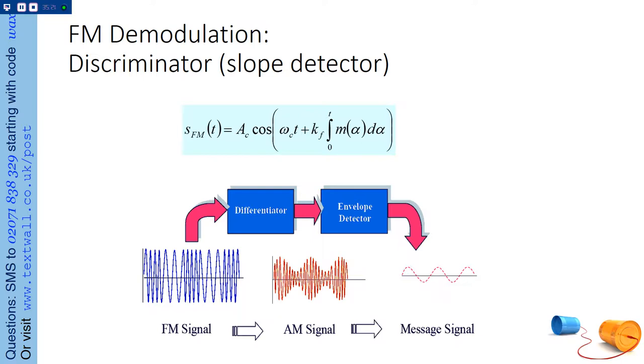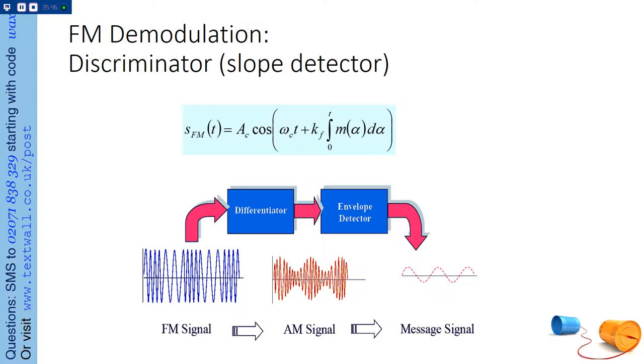That doesn't make sense. Keep saying it to yourself. Frequency is the derivative of the phase. So omega, or f, is d by dt of phi. The instantaneous frequency is the derivative of the phase. And the information in FM is encoded in the frequency. So we want to extract that frequency.